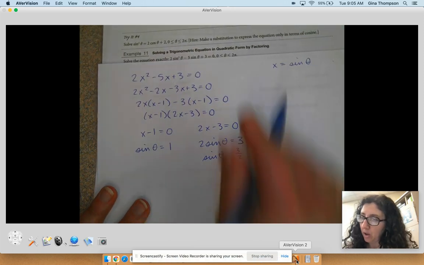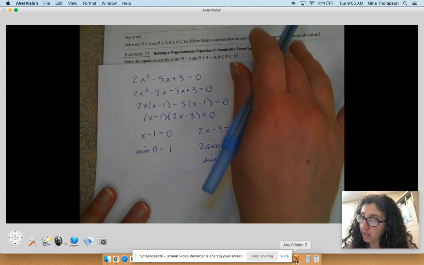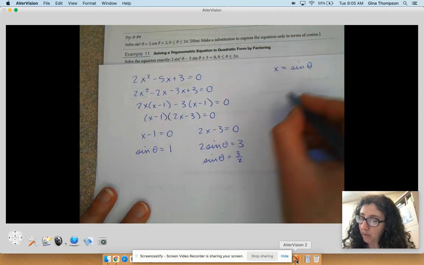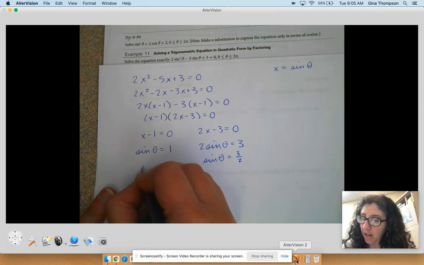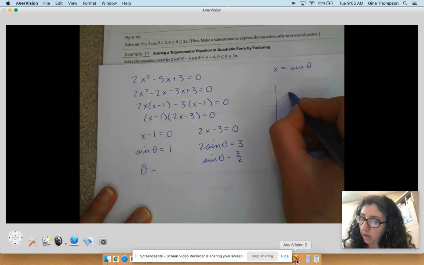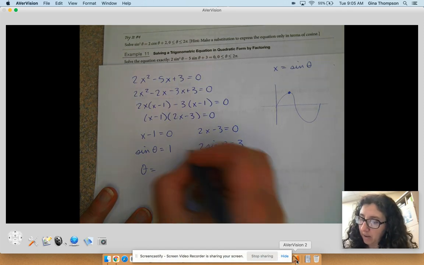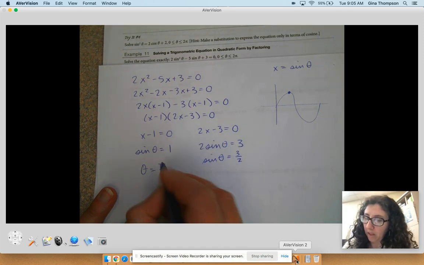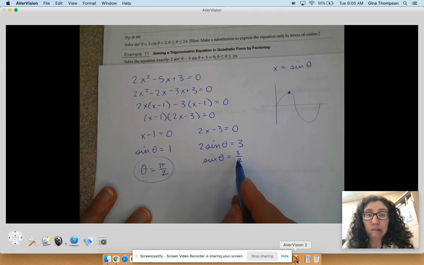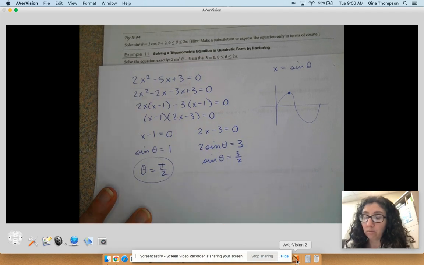Okay, this one, and they just want me to solve this between 0 and 2 pi. I can do that. Sine of theta equals 1. That means that theta equals, and I'm just going to think of my sine graph here, right? Only in just one place. So sine of theta, that's at pi halves. Theta equals pi halves. And sine of theta equals 3 halves, nowhere, right? Doesn't happen. No solution. So this is my only solution, pi halves.